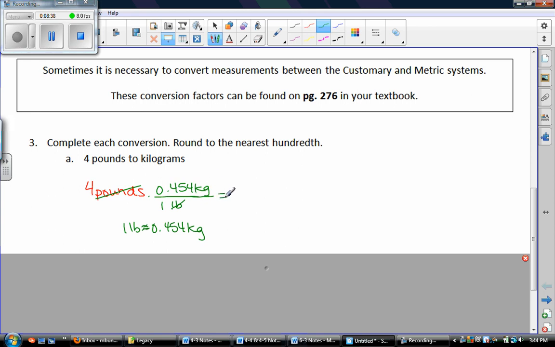So now all we have to do is multiply. 4 times 0.454. And it says to round to the nearest hundredth. So this comes out to 1.816. So we will round, since the 6 is bigger than 5, we will round that up to 1.82 kilograms.